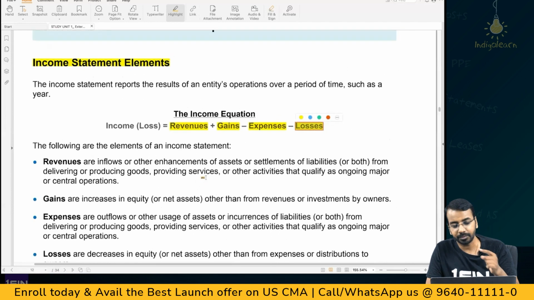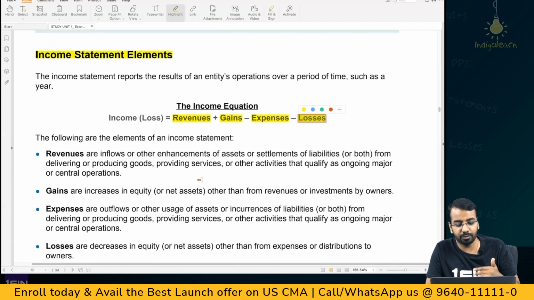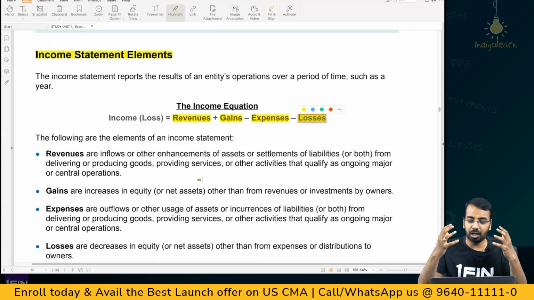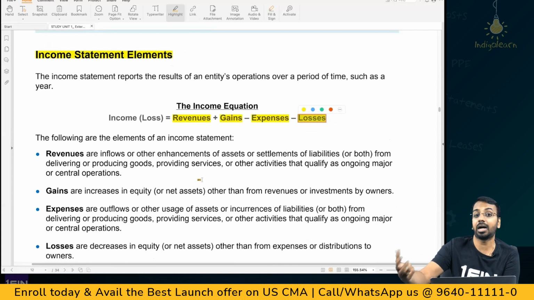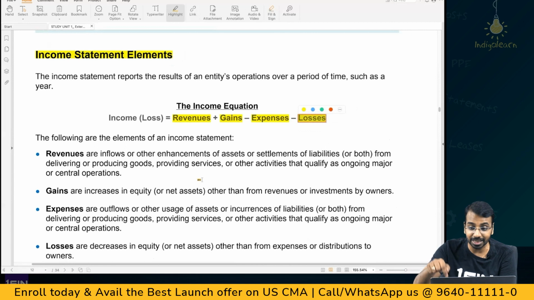Now, it is very important to distinguish between revenue and gains. What should we call revenue? What should we call gains? Please look at the definition very, very carefully. If you ask someone, intuitively, they will say revenue means from sale of goods, from sale of services. But then, can I say from sale of assets? If I have sold a car, a fixed asset, can that be revenue? That is what we need to be careful about.